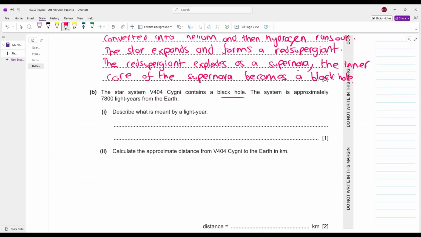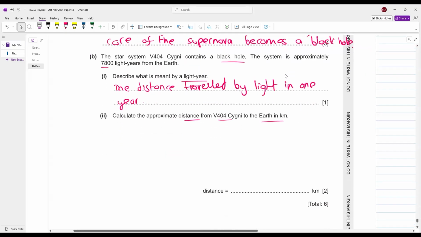The system is approximately 7,800 light years from the Earth. Describe what is meant by a light year. The distance traveled by light in 1 year. Calculate the approximate distance from V404 to the Earth in kilometers.